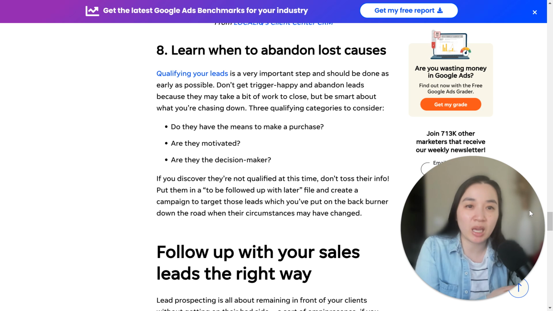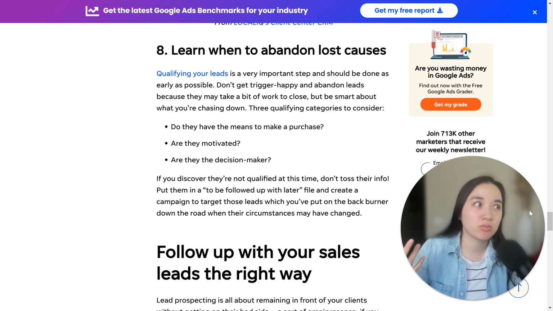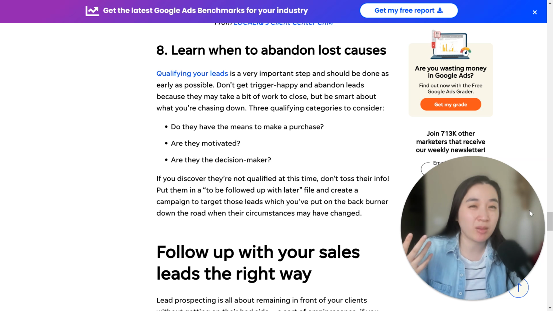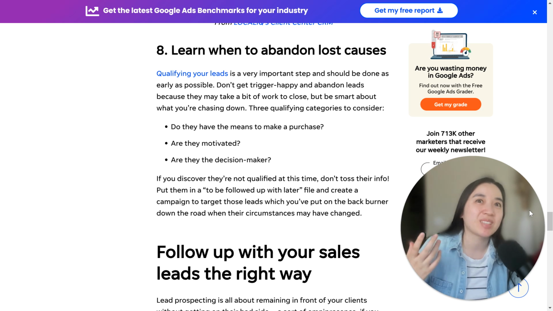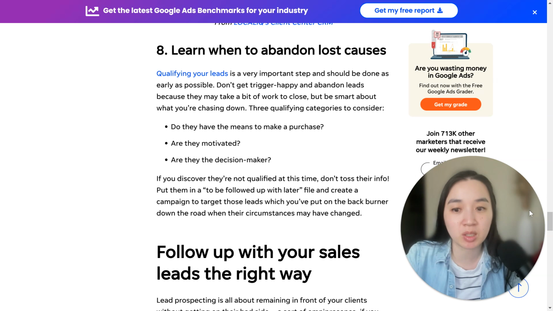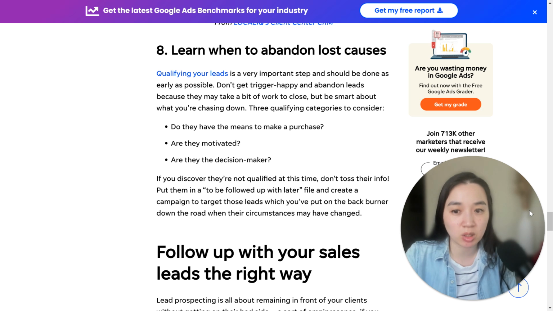But you need to gauge how motivated they are to actually take the action, which is to become a client or to become a customer. Do they have the means to make the purchase? Are they the prime decision maker? Do they have a close contact with the decision maker? How many layers up is the decision maker? If you've discovered that they're not qualified at this point in time, don't waste your time anymore. But at the same time, don't toss their information. Maybe put them in a follow up with them later file, and create some more nurture sequences to follow up with them.